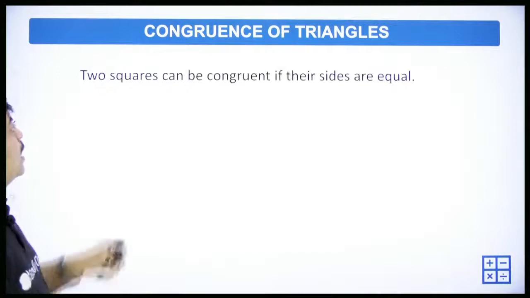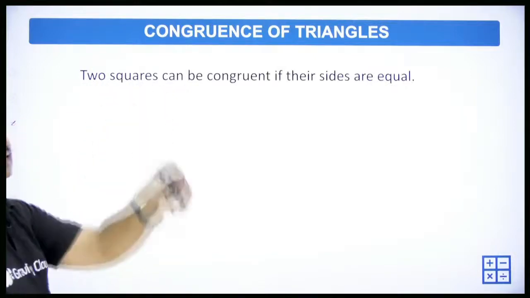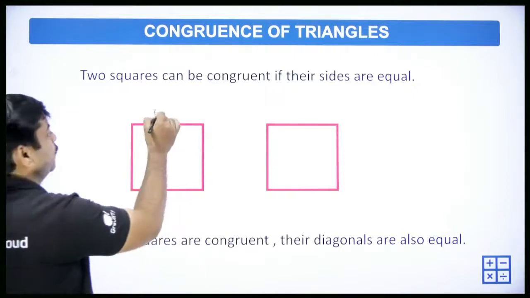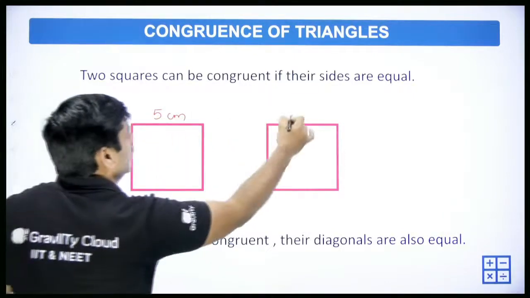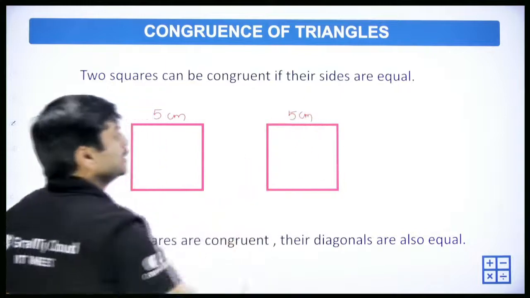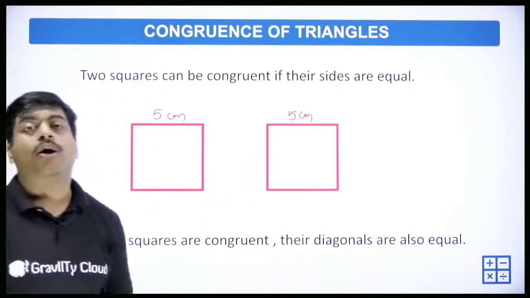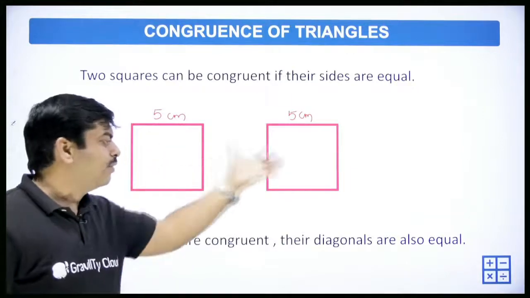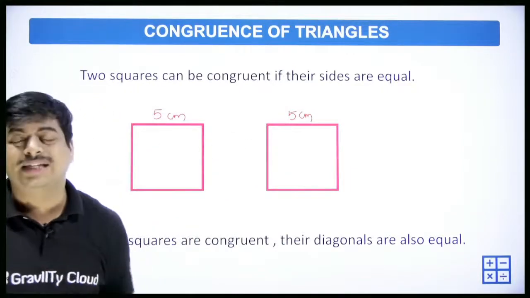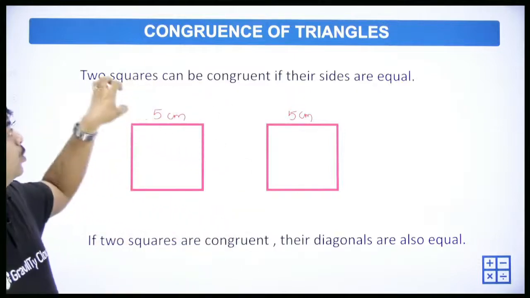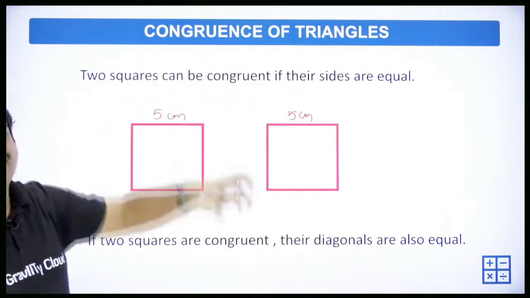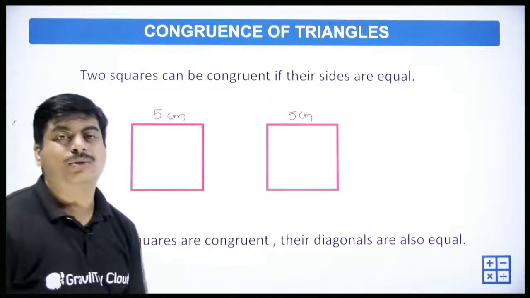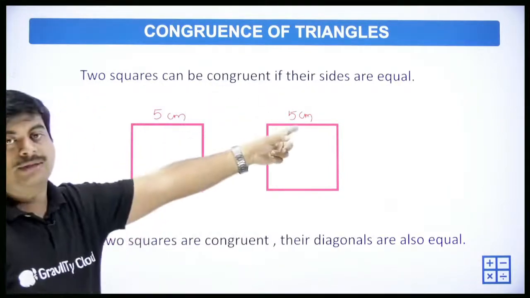Okay, so let's see. Two squares can be congruent if the sides are equal. So these two squares, this is 5 centimeters in length, and this is also 5 centimeters, so we can say that these two are congruent. We don't say equal. When we have two different figures, generally we don't say equal, we say congruent. If two squares are congruent, their diagonals are also equal. So this is 5 centimeters, this is 5 centimeters, right?